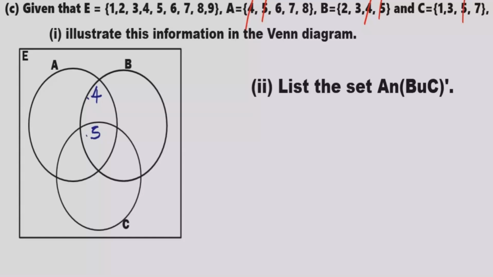Okay, we come to 6. Is 6 found in set B? No. In set C? No. So 6 is only found in set A. That means we are going to record 6 here in set A, and then we also cancel it.